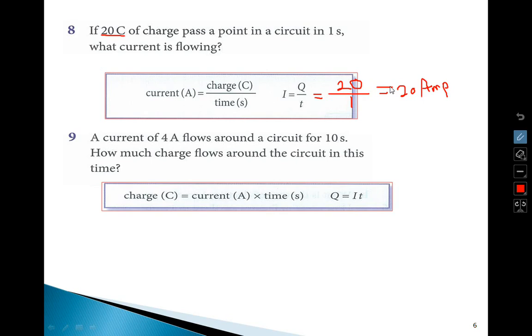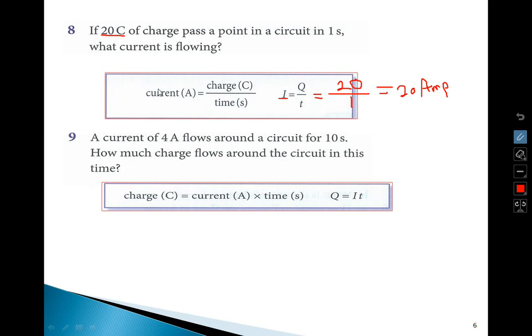Current, measured by ampere, is equal to charge Q over time. Distinguish between the letters A, C, S, and this equation.